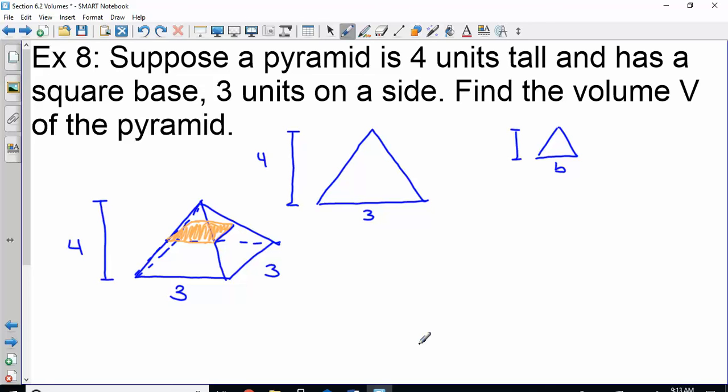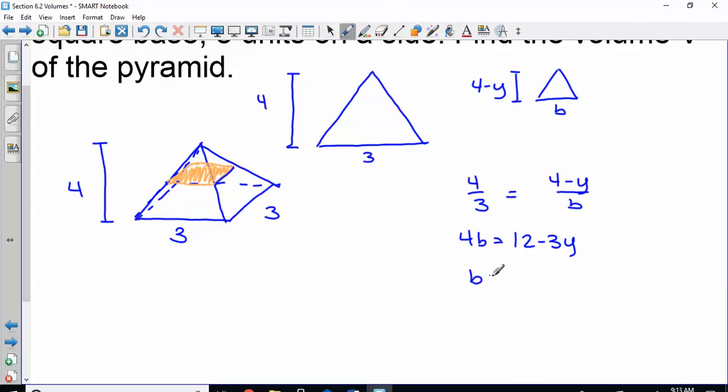So to find the difference, you would do 4 minus y. Okay, so the height of this little triangle is 4 minus y. So we could set up a proportion to find our base. Remember doing proportions with similar triangles? So you could say like 4 over 3 equals 4 minus y over the base. Cross multiply. So if I divide by 4, the base is 3 minus 3/4 y.